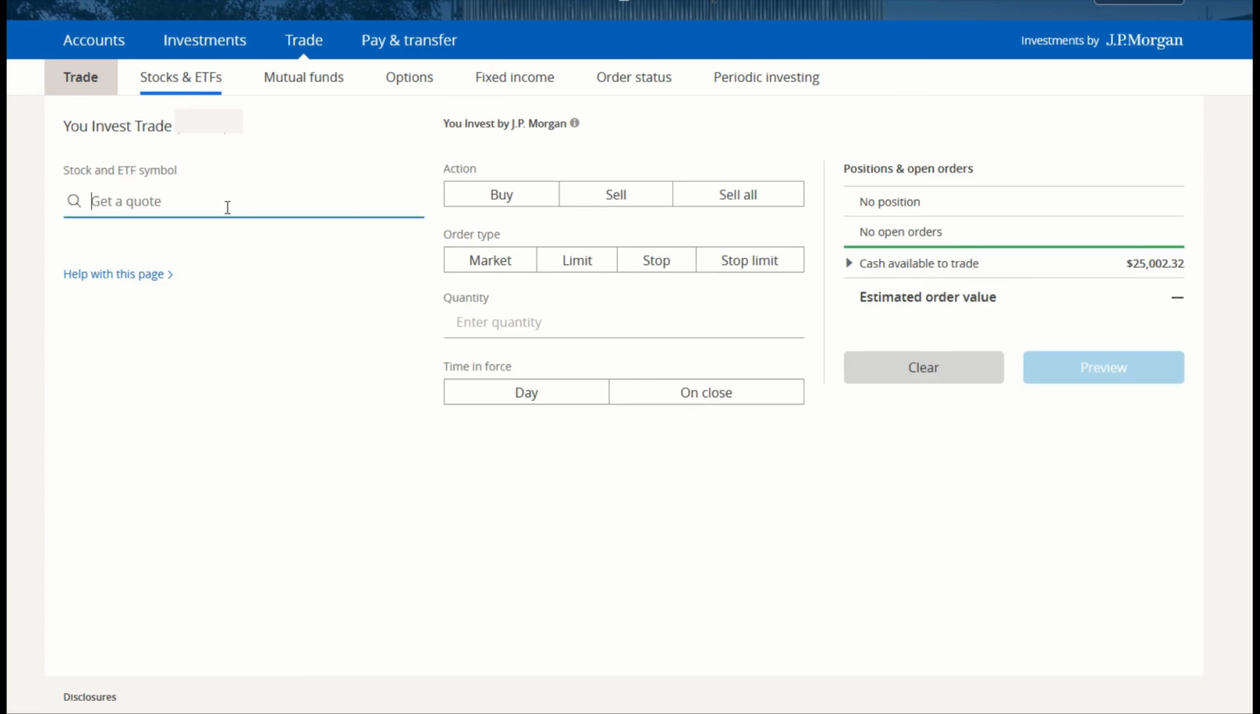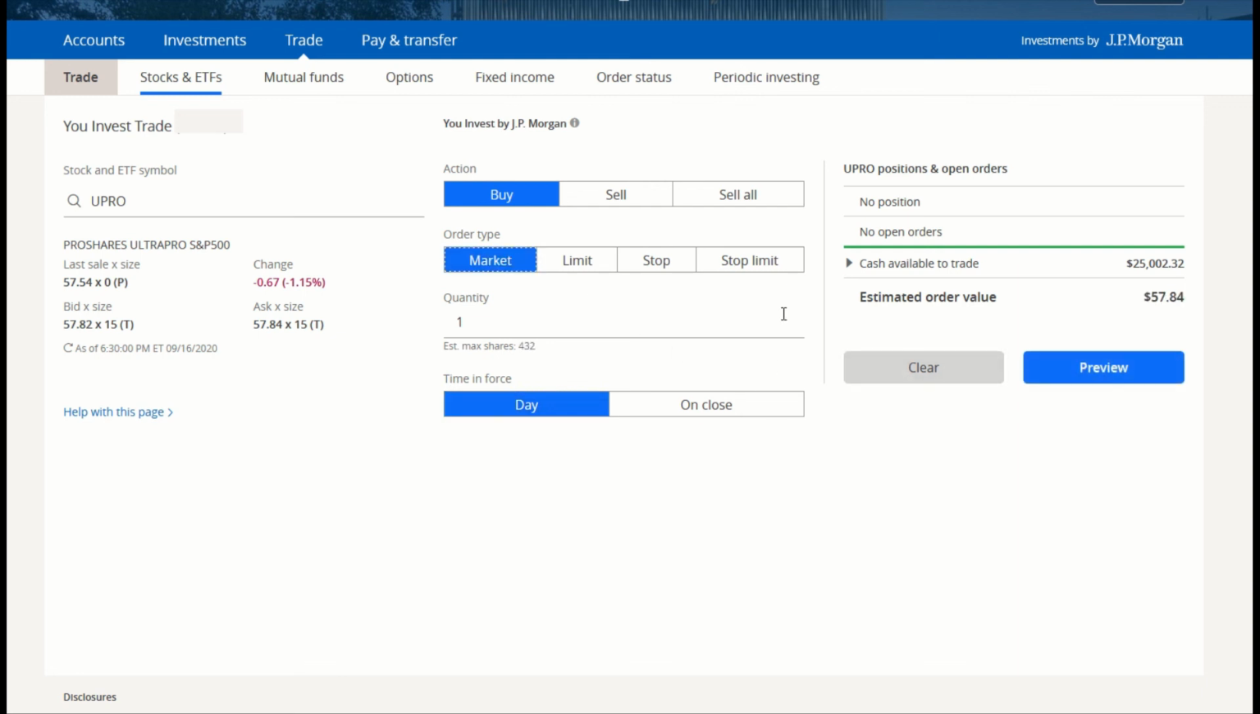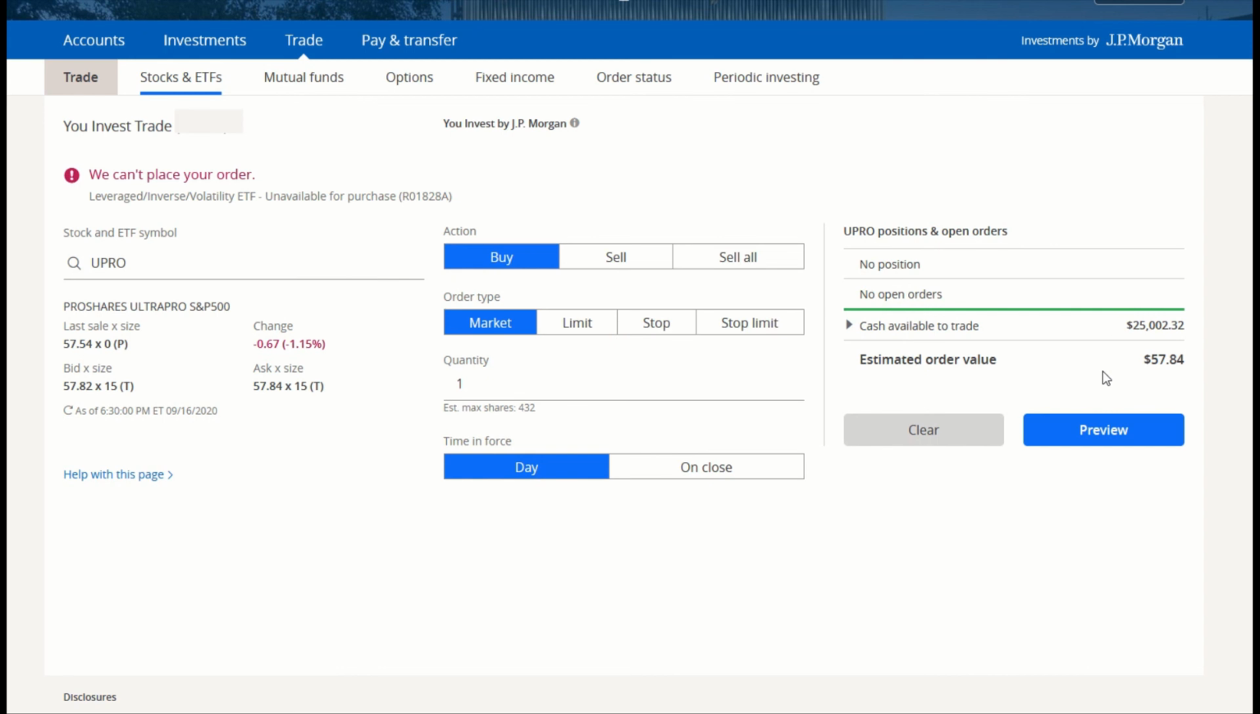Stocks and ETFs, let's say UPRO. Let's say we want to buy one share of UPRO, day, market order, and we will click on preview. We get the same alert here because UPRO is a leverage product.